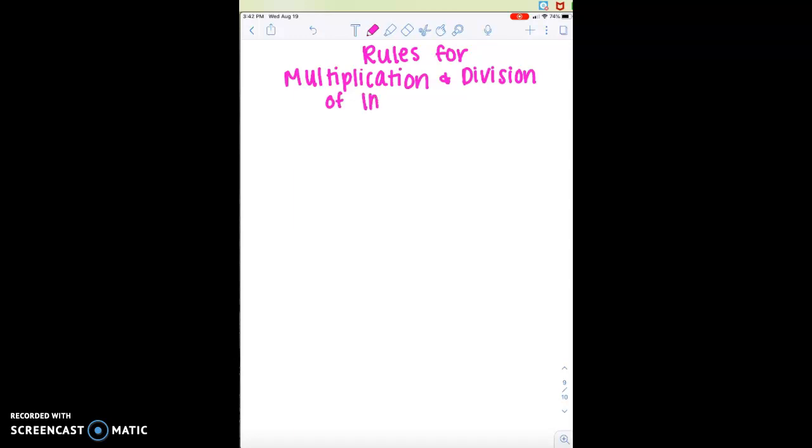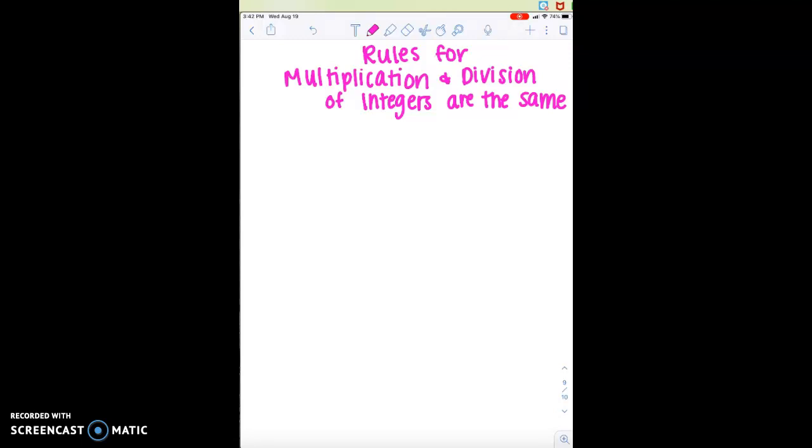It's just important that you remember to separate these from the addition and subtraction ones, because that's the most common mistake I see, is confusing multiplication and division rules for addition and subtraction rules. So let's just keep in mind that they are different, okay?